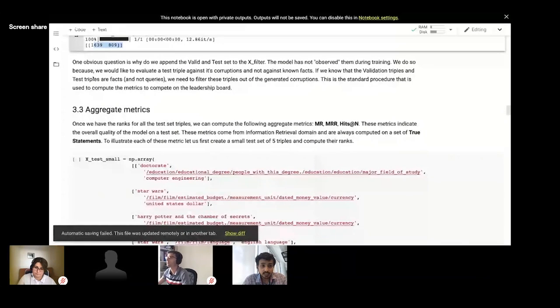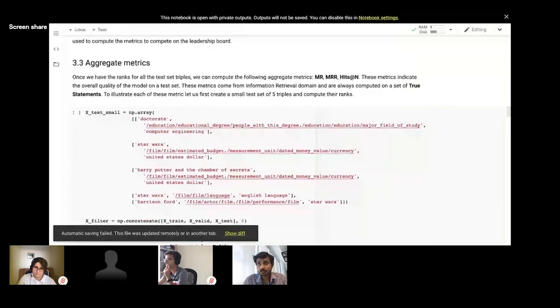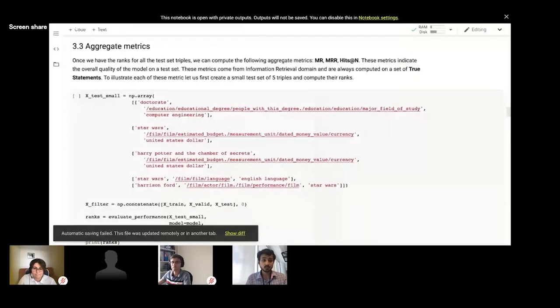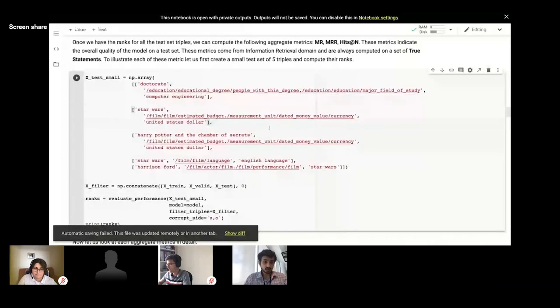So now let's look at some of the aggregate metrics. Per triple metrics give you the rank and score per triple in your test set. But aggregate metrics are used to evaluate the quality of the model. In order to evaluate the quality of the model, you need to have a test set made up of only true statements, because quality can be evaluated in this community using true statements and using the ranking protocol that was mentioned earlier.